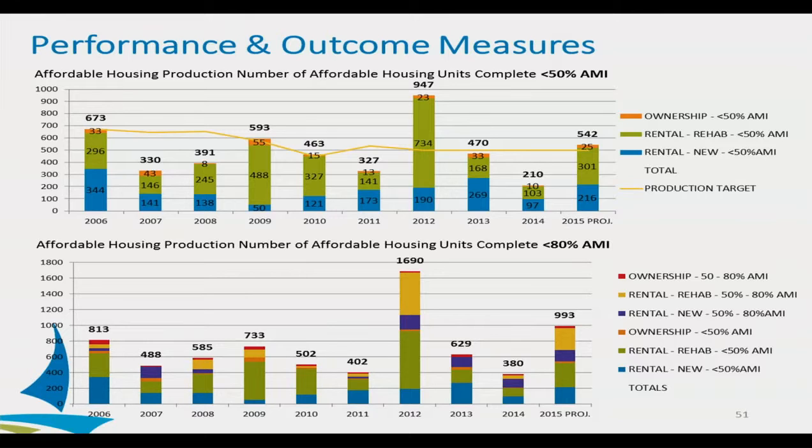The bottom chart includes the numbers in the top chart. The scaling is just a little bit different, but the bottom chart also incorporates the number of units that are produced or rehabilitated between 50% and 80% of median income to capture more of the ownership activity, and also to reflect the fact that a lot of the rental units that are produced are between 50 and 60% of median income. So I'd be happy to take any further questions.